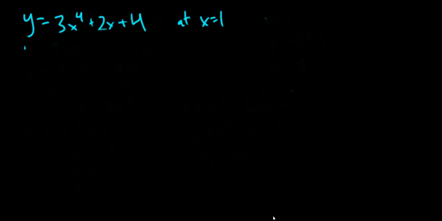Today we're going to look at how we can write the equation of tangent lines. And for our example, we're looking at the equation of the line tangent to y is equal to 3x to the fourth plus 2x plus 4 at x equals 1. This is just a random example I came up with to help us understand the concept. And if you just give me 2 minutes of your time, I promise you'll see how easy this is.